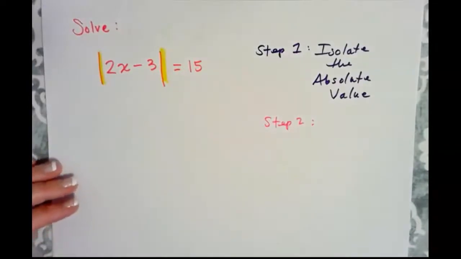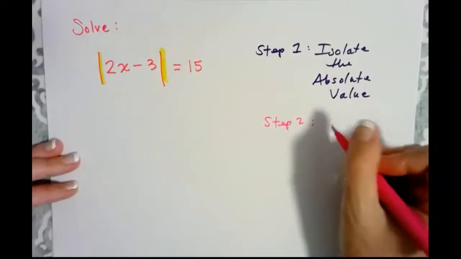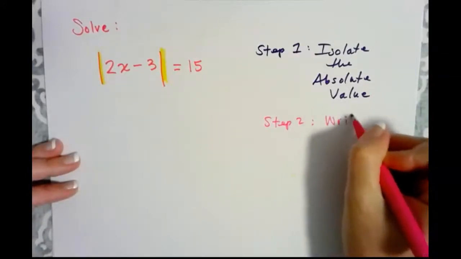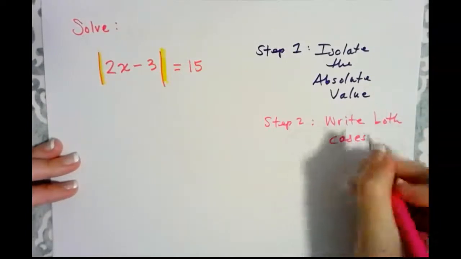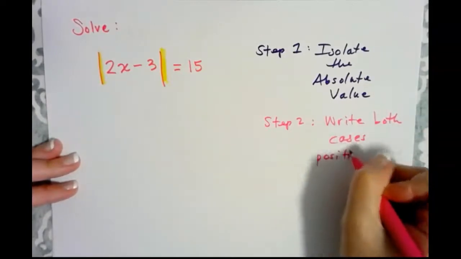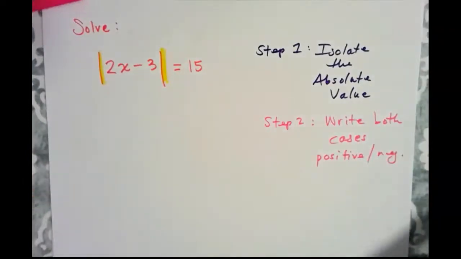So after we do step 1, we're going to move to step 2. And in step 2, we are going to present both cases. We're going to write both cases. That is the positive case as well as the negative case. So here's how that's going to look.